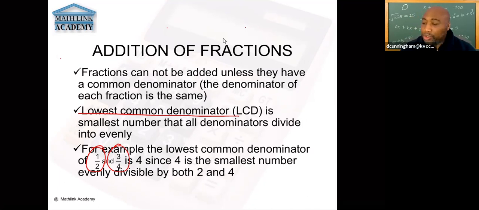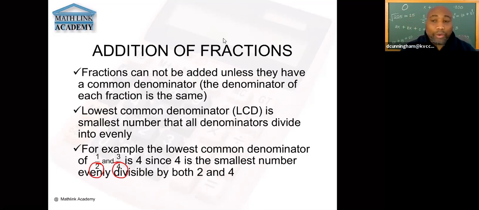So what we look at is the 2 and the 4. Notice that the 2 and 4, what is common? We're looking at multiples, what's common in both of them? Now, 2 is the smaller number and 4 is the greater number. The lowest common denominator of this fraction, just looking at the denominators, is 4. Since 4 is the smallest number evenly divided by both 2 and 4.